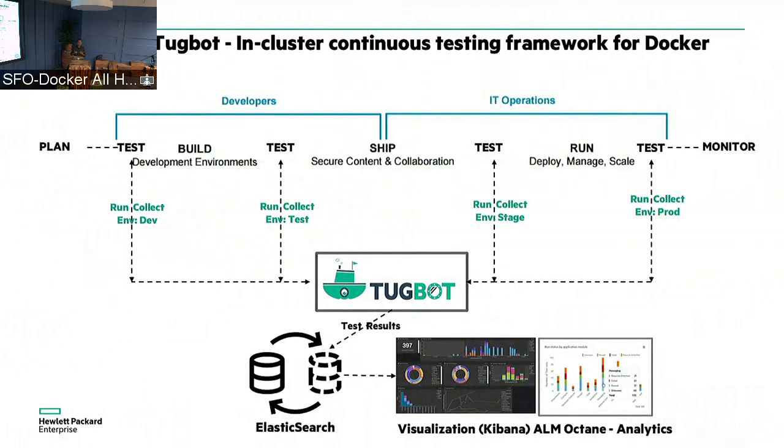There's really just three components to Tugbot itself. One is the Tugbot container, which runs a run service, a collect service, and a result service. The result service also has an API that you can hook into. The results are captured into Elasticsearch and then visualized via Kibana. We can also put it into a product that we have that looks not only at microservices running in Docker containers, but also at traditional, non-containerized applications, and shows the analytics across your whole system within the organization.